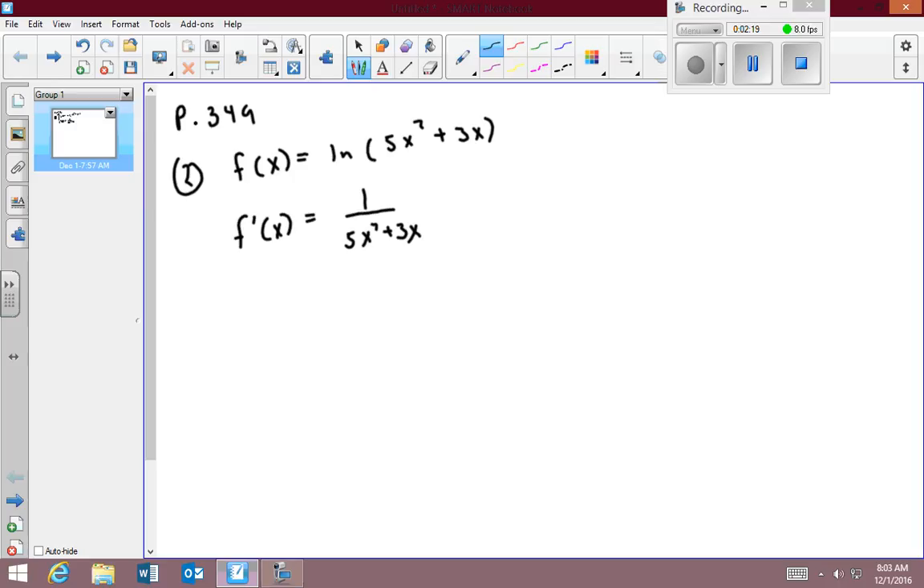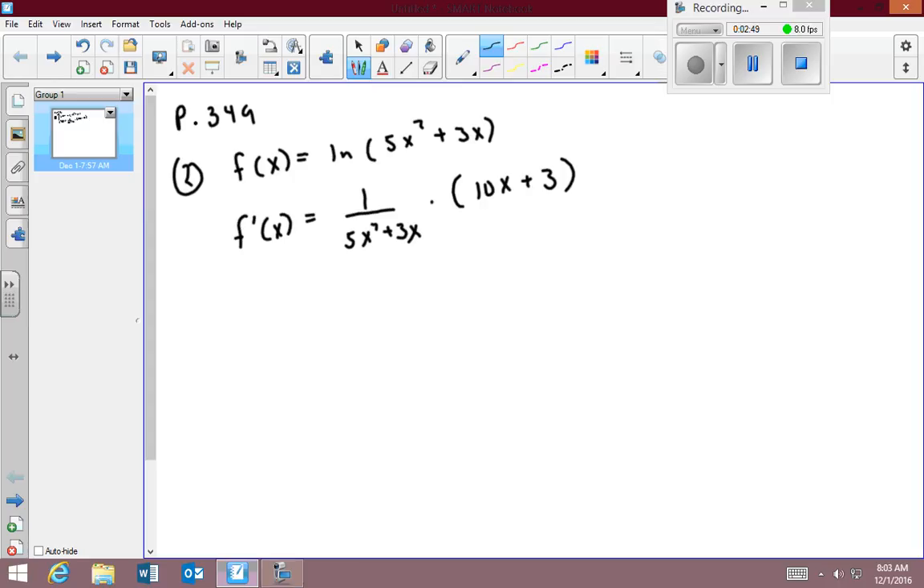Okay, so we do 1 over the argument. That's what the derivative of ln is. Then we have to do the derivative of the argument, and that's going to be 10x plus 3. Remember to put that in parentheses, because that's just a derivative of polynomials.